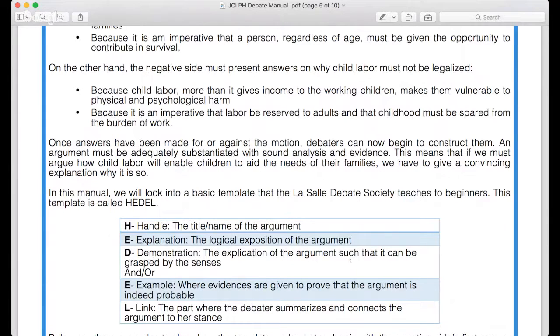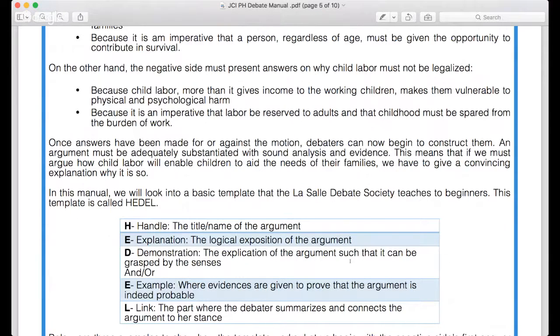And the handle, just by stating the handle, automatically the audience would know what you will be discussing afterwards. The next part will be the explanation. Now, what will be the explanation part, right? This is the meat of argumentation.